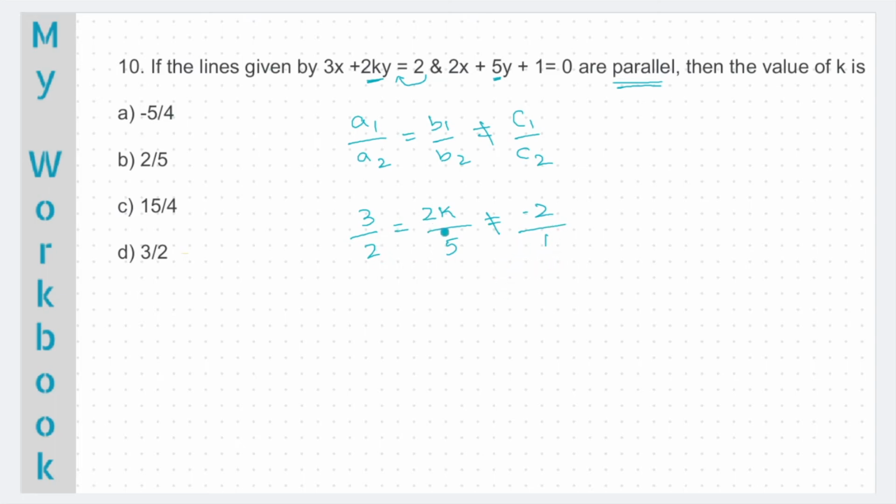Now we need to find the value of k, so let's use this relation. 3 by 2 is equal to 2k by 5. Cross multiplying, we get 4k is equal to 15. k is equal to 15 by 4. So option C, 15 by 4 is the correct answer.